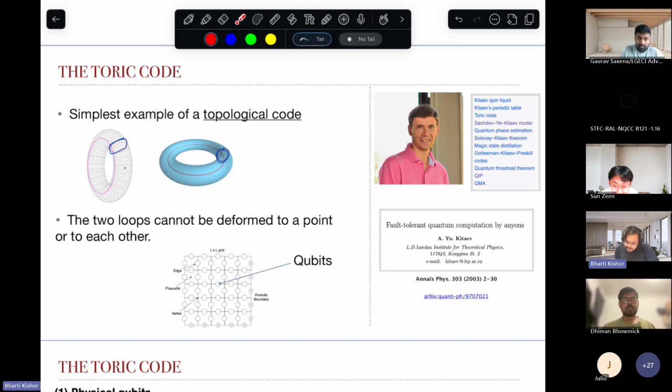So basically the qubits live on the edges. You notice that you have three kinds of objects here. For example, we take an L cross L grid, and this is what we call an edge. This is what we call a plaquette, and this is what we call a vertex. So you have a 0-dimensional object, which is a vertex. You have a 1-dimensional object, which is called an edge, and you have a 2-dimensional object, which is called a plaquette. So you have three objects. And then we have periodic boundary conditions here, and the qubits live on edges.